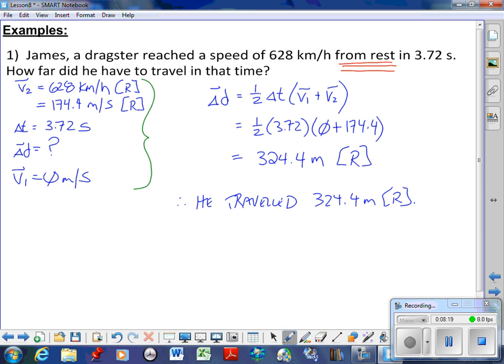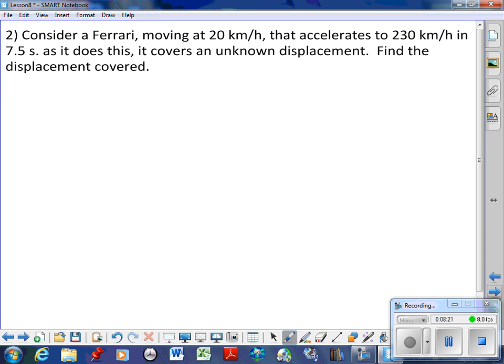Okay, next one. Consider a Ferrari moving at 20 kilometers an hour, accelerates to 230 kilometers an hour in 7.5 seconds. As it does this, it covers an unknown displacement. Find the displacement that was covered here. Same type of question. The only difference is, the point I'm trying to emphasize here, first of all, decode. So it's moving at 20 kilometers an hour. So that is your V1.